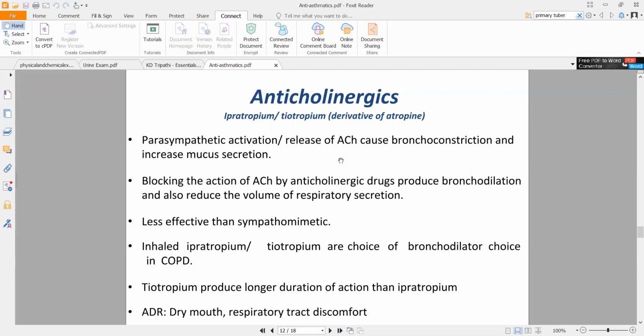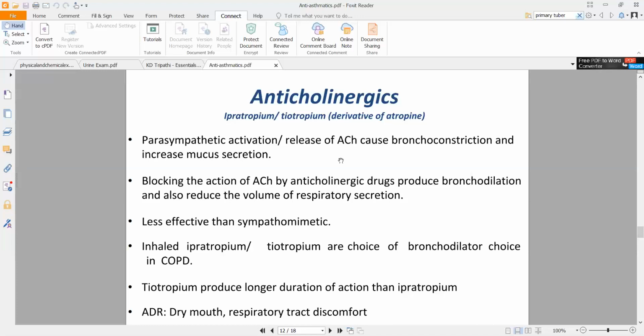So I'll give something similar to a sympathomimetic, but particularly it will inhibit the function of acetylcholine. That is why it is called an anticholinergic drug. This fellow will inhibit or stop the function of acetylcholine or parasympathetic activation. So if that does not occur, you will not have bronchoconstriction. In turn, you are basically causing bronchodilation, and it will decrease respiratory secretion.